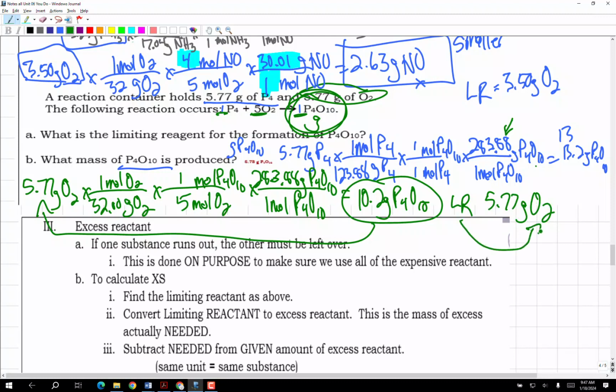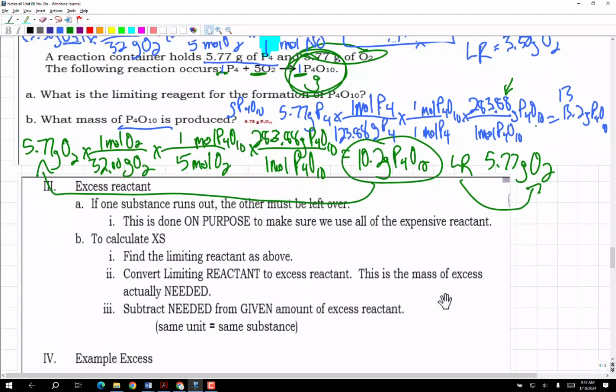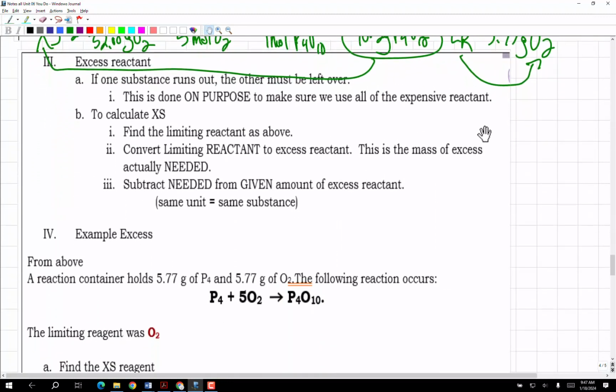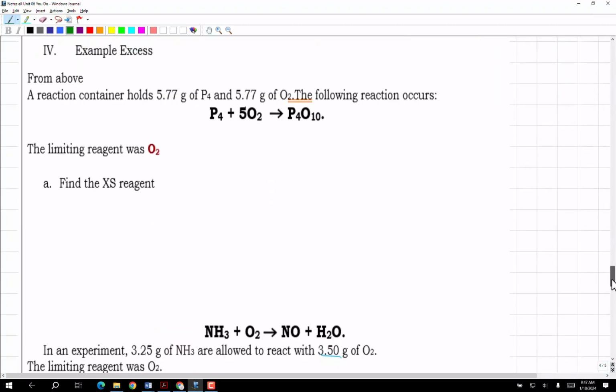All right, so if one substance runs out, the other must be left over. The word for leftover is excess. Okay, this is done on purpose to make sure we use all of the expensive reactant. So a lot of times there's 2 parts, one's expensive, one's not. To calculate your excess, find the limiting reactant as above. Hey, we're good at that now, I think. Convert the limiting reactant into the excess reactant. This is the mass of excess actually needed. Subtract the needed from the given amount. Okay, well, let's just do some, okay?